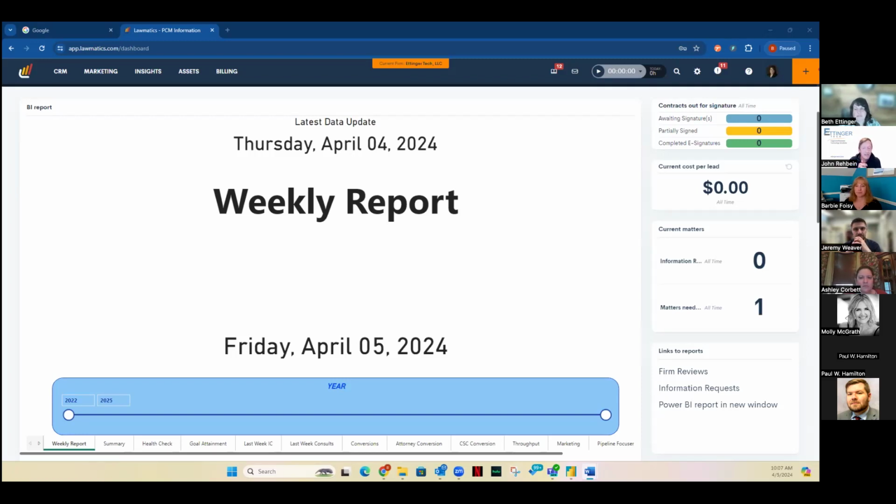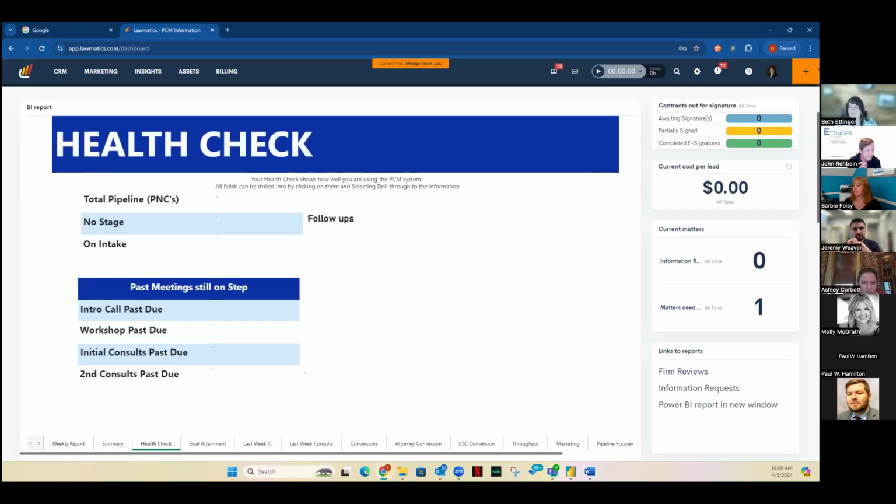So let's get into the nitty gritty. Let's go into our health check. How is our database doing? And how is everybody managing the database?